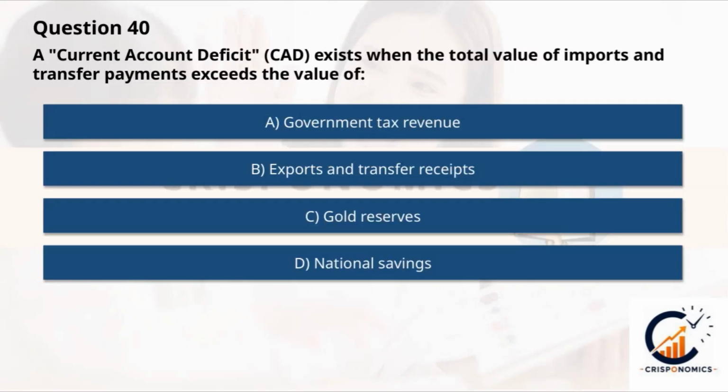A current account deficit happens when a country spends more on imports and transfer payments than it earns from certain key sources. Specifically, it means the total value of imports and transfers is greater than the combined value of government tax revenue, exports and transfer receipts, gold reserves, or national savings. This slide asks us to identify which of these sources the deficit exceeds. Understanding this helps us grasp how a country balances its international financial flows.